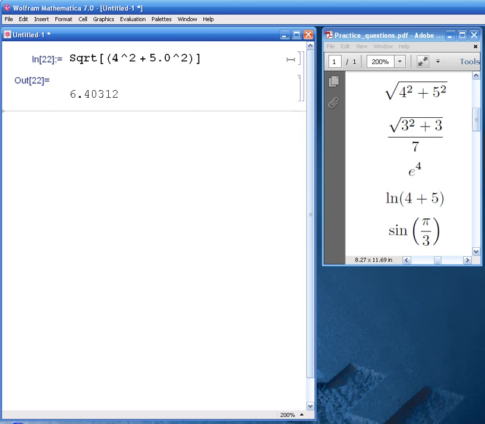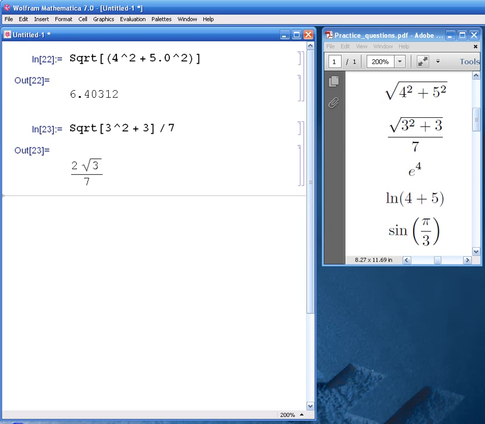So the next question we see over here, we can do that now as we have square root of 3 squared plus 3, close off the square root. As you see here, we didn't have to use the parentheses, and then divide by 7. So shift enter, and again it's in exact form. If we want the decimal, make one of the numbers a decimal, and it comes out decimal.